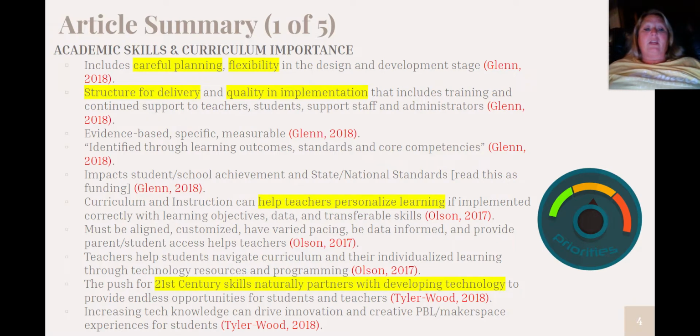Curriculum and instruction can help teachers personalize learning if it's implemented correctly with learning objectives. And this push for 21st century skills, soft skills, whatever you want to call it, naturally partners with developing technology if it's utilized right, and teachers know how to provide opportunities to students in various PBL and makerspace environments.